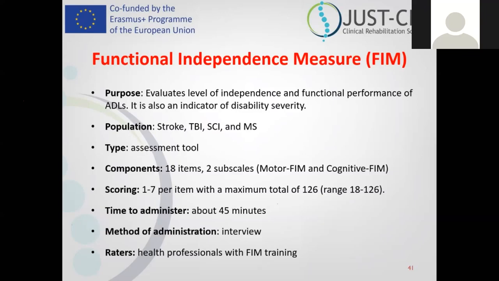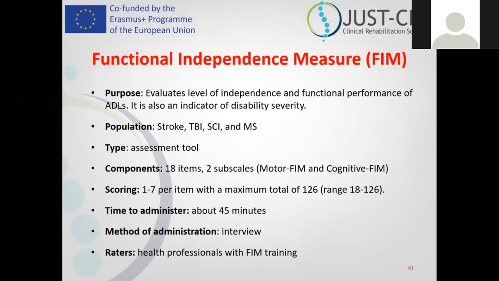This is considered an assessment tool as a type of outcome measure, and it has 18 items. It has two subscales, the motor FIM subscale and the cognitive FIM subscale. The motor FIM has 13 items, which evaluate our ability to dress, feed, go upstairs, or perform other tasks that involve mobility, for example. And there are 5 cognitive items in the cognitive FIM subscale, which assess cognitive skills such as communication and memory.